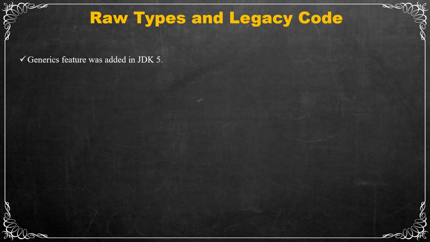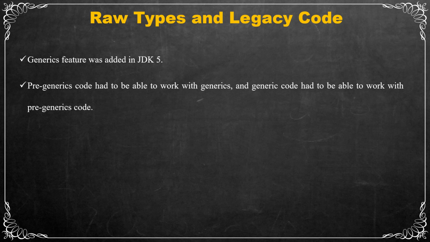As we know, generics were added in Java 5, so it was necessary to provide some transition paths from old pre-generics code. In addition, these transition paths had to enable pre-generics code to remain functional while at the same time being compatible with generics. In other words, pre-generics code had to be able to work with generics, and generic code had to be able to work with pre-generics code.